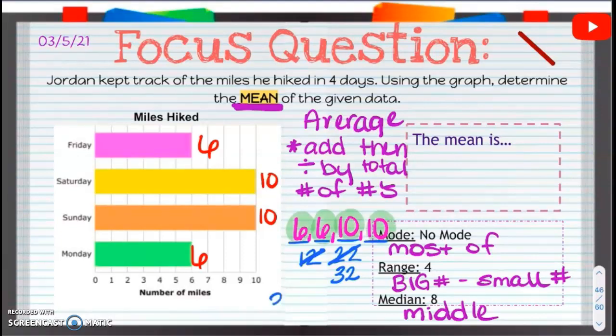So we're going to do 32 divided by 4. The 4 numbers there are. 32 divided by 4, what times 4 equals 32? 8. So our mean is going to be 8. And we're going to go ahead and just write that 8. You don't have to write anything else, remember. Great job. That's it for our focus question.